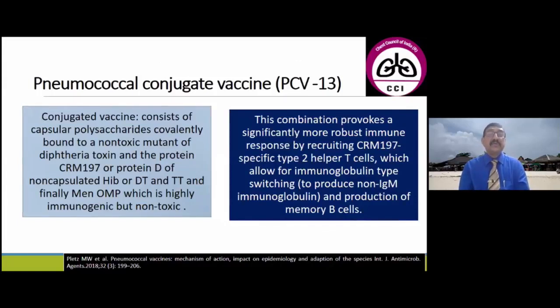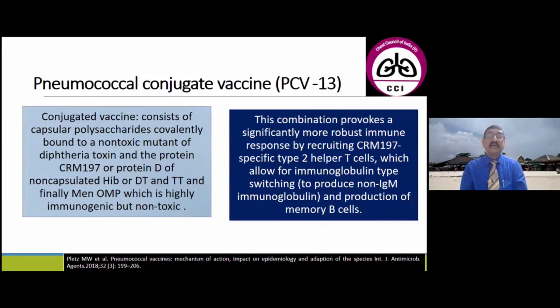Now coming to the pneumococcal conjugate vaccine, PCV13, it is a protein-bound vaccine. It is a conjugate vaccine, consisting of polysaccharide capsule covalently bound to a non-toxic mutant of diphtheria toxin, the protein CRM197, or protein D of non-capsulated H. influenzae, or DT and TT, and finally meningococcal OMP, which is highly immunogenic but non-toxic. This combination provokes a significantly more robust immune response by recruiting CRM197 specific type 2 helper T cells, which allows for immunoglobulin type switching to produce non-IgM immunoglobulin and the production of memory B cells.